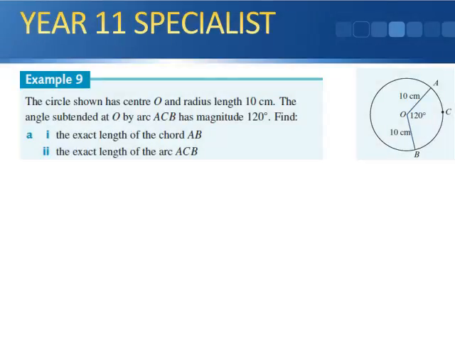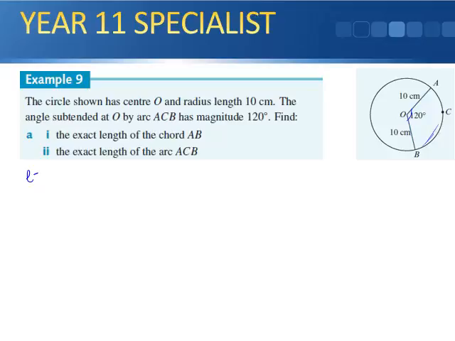So example 9. It says the circle shown has centre O and radius length 10 centimeters. The angle subtended at O by an arc ACB has magnitude 120 degrees. Find part A, the exact length of the chord AB. So the exact length of the chord, we've got degrees. I'm going to use the degrees. You are able to convert it to radians, that's not a problem.